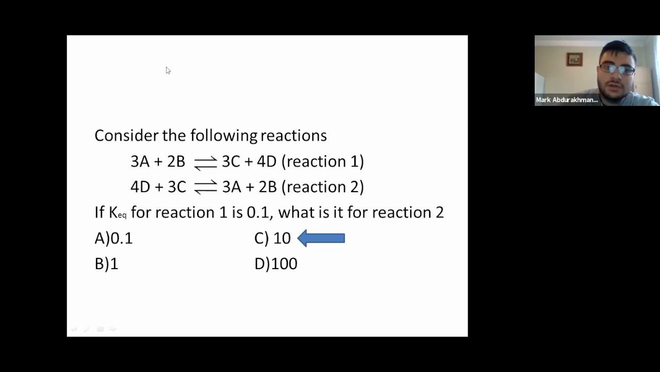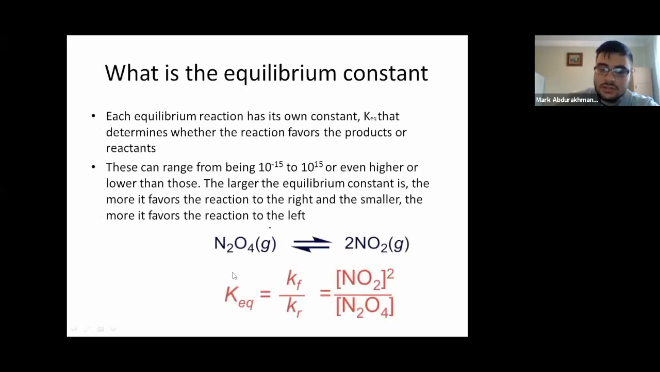Okay. So here I can maybe clarify that. The first thing you have to notice is that these reactions are the same, just opposite. So it's 3A plus 2B goes into 3C plus 4D, whereas here it goes 4D plus 3C, which is just this, goes into 3A plus 2B. Okay. So if we're looking at reaction 1, what does the KEQ of 0.1 mean? If this is equal to 0.1, that means the ratio of products to reactants was 1 of the products to 10 reactants. There's 10 times more reactants here on the bottom than there were products here on the top.